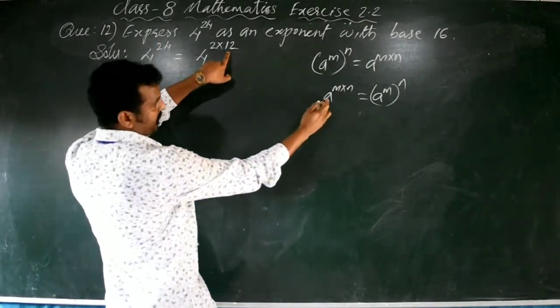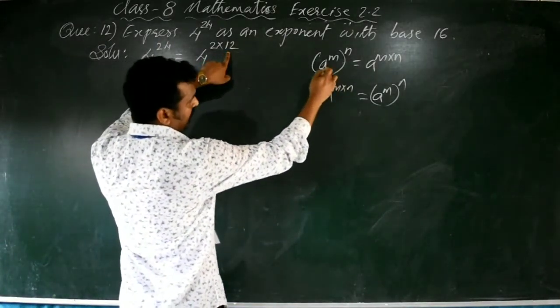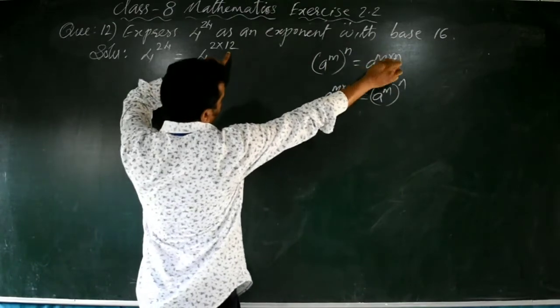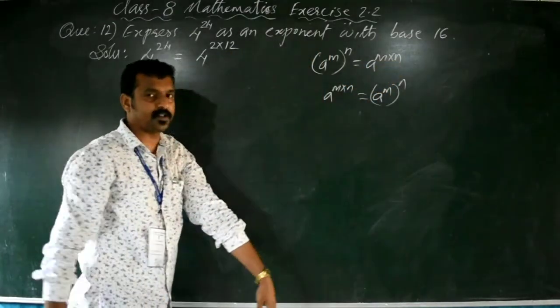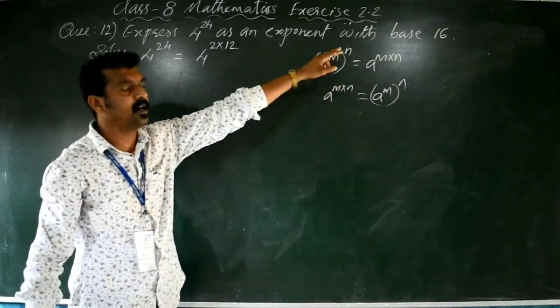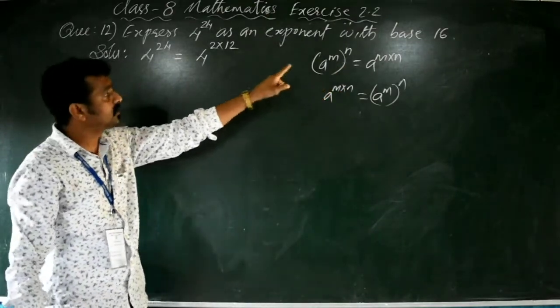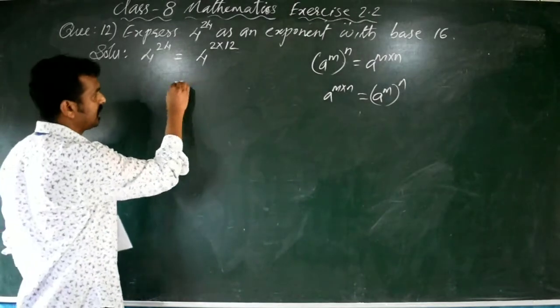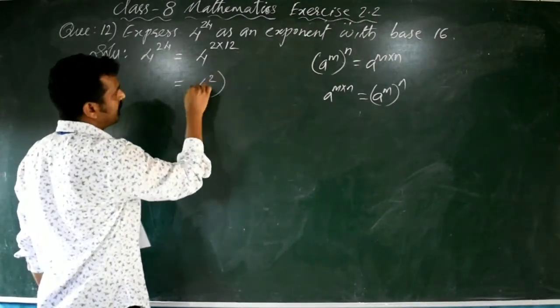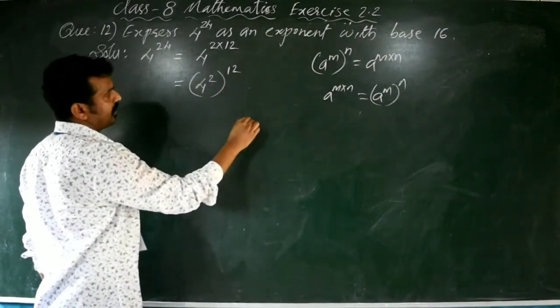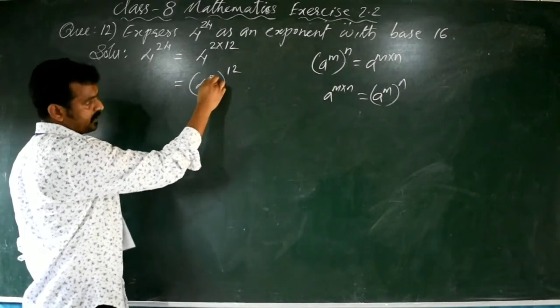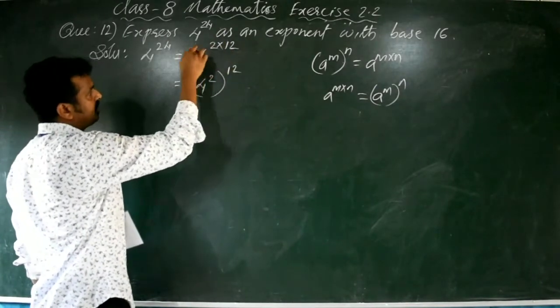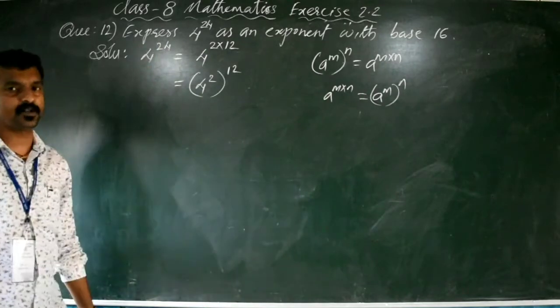So now it is of the form a raised to m into n. A raised to m, the whole raised to n is equal to a raised to m into n. So this formula can also be written just the opposite. A raised to m into n is equal to a raised to m, the whole raised to n. So this 4 raised to 2 into 12 we can write as 4 raised to 2, the whole raised to 12. So it will become a raised to m, the whole raised to n is equal to a raised to m into n. Then it will become 4 raised to 24. We will get the answer.